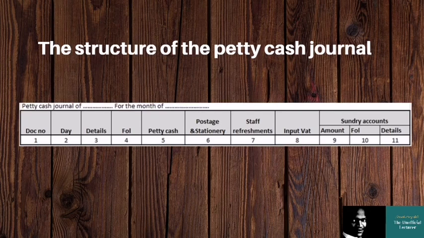the last user of these items. We are not going to pass them on to the customers. In this case, we are the ones who are going to use these items that we buy with petty cash. Sundry accounts, we use for classifying transactions that we couldn't allocate to any of these columns.